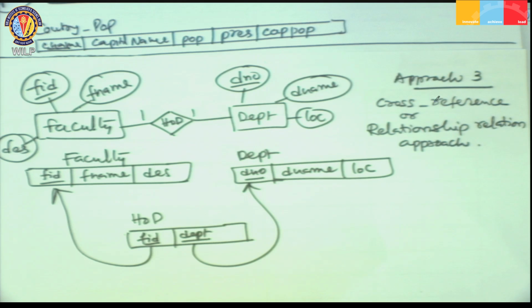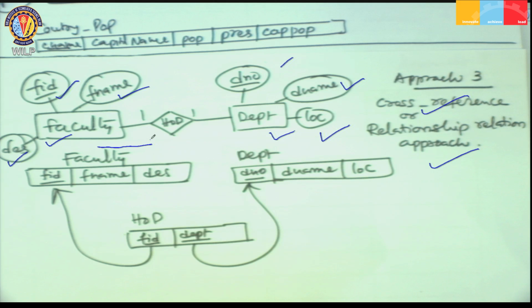The third approach is the cross-reference approach or relationship relation approach. The previous approach, that is the second approach, is suitable when both the participating entity types are involved in a relationship totally. In this example, I have the faculty entity type and the department entity type. Faculty has faculty ID, which is a primary key, and then faculty name, designation. In department I have department number, which is a key, and then department name, and location. If you carefully observe, it is a one-to-one binary relationship only.